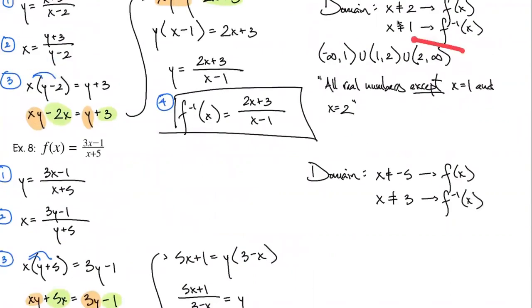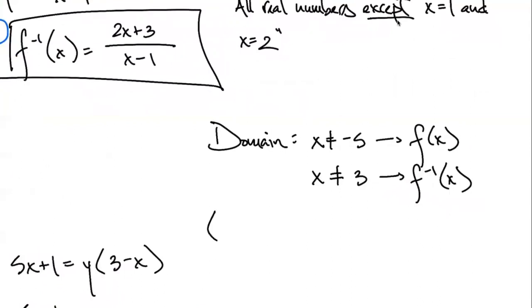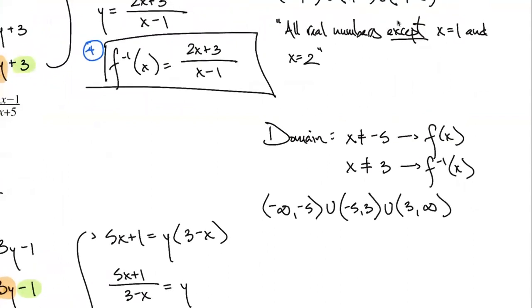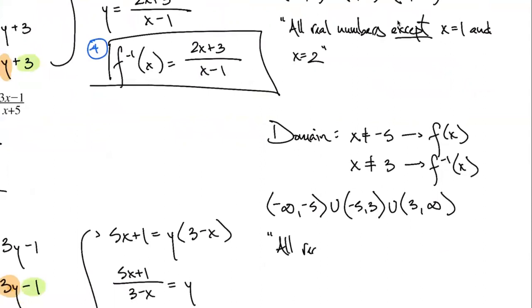Now let's write it out in our interval notation. All right. It's important that we line up those values from smallest to biggest. So we have from negative infinity to negative 5 in union with negative 5 to 3, in union with 3 to infinity. And all this means is all real numbers except x equals negative 5 and positive 3.